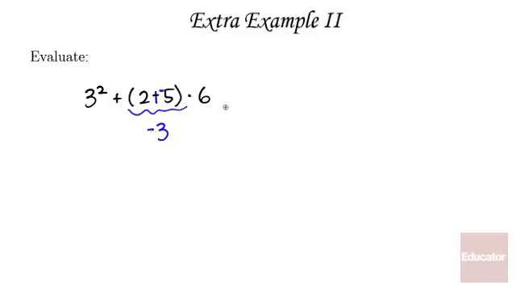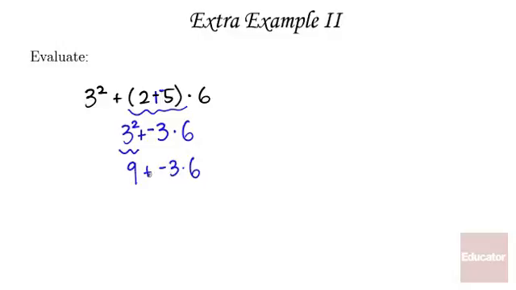And then I'm going to rewrite the whole problem. So this is 3 squared. Don't forget this plus. And then times 6. Okay? So the next step in the order of operations is exponent. So I have to solve this exponent next. 3 squared is 9 plus negative 3 times 6.